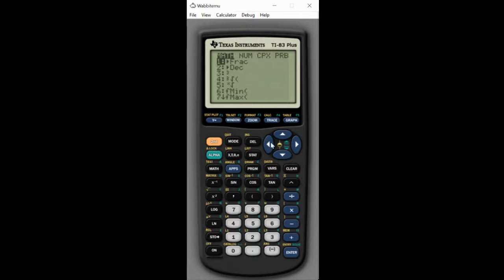I want to get to that PRB part, so I'm going to do my left arrow once. I'm going to scroll down till I hit my NCR. I'm going to hit enter, and we're going to choose 5. And let's see, I'm going to hit enter again. And so here's my answer. So I'm coming up with 605.